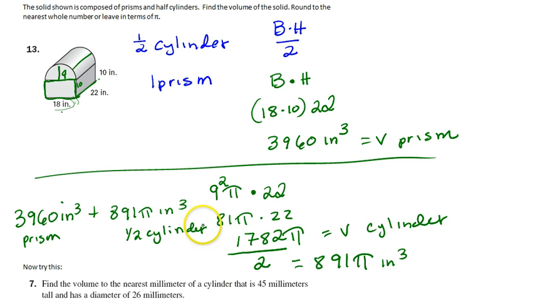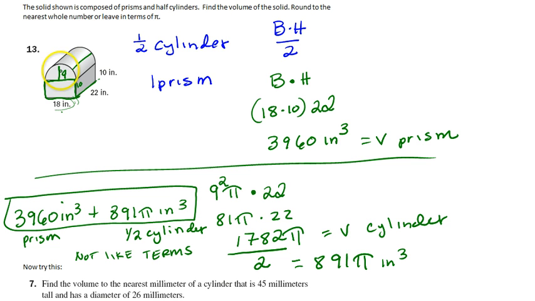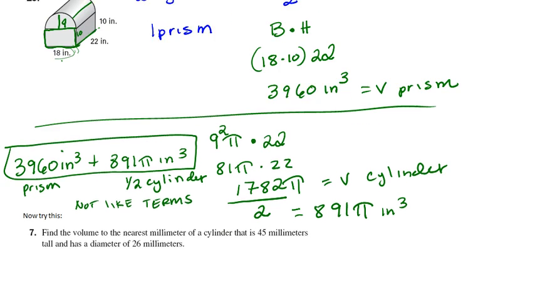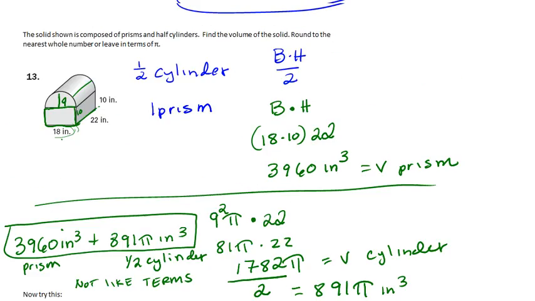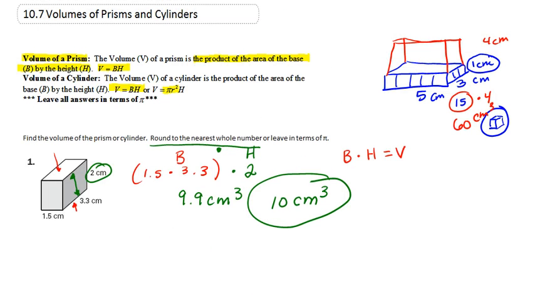Okay, you'll notice here that these are not like terms. That means I can't add them together. One is in terms of pi and one isn't. So this would be the final answer for the volume of this shape that is made up of cylinders and prisms. Now there's a problem here for you to try, and this is the end of the video on volumes of prisms and cylinders.